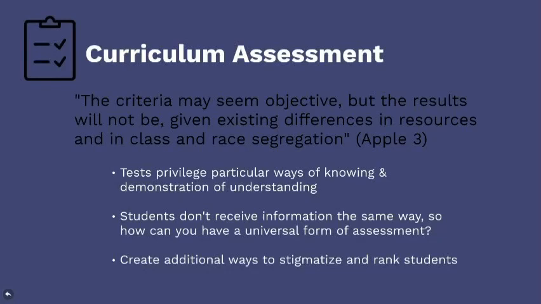Additionally, Apple discusses how the politics of knowledge influences curriculum assessment by allowing different access to resources, which perpetuates the stigmatization and ranking of students based on their test scores. We can think here of the author Ivan Illich and his idea of the problems around schools as being a way of ranking and classifying students by age. Here, Apple is talking about ranking them based on measured ability.